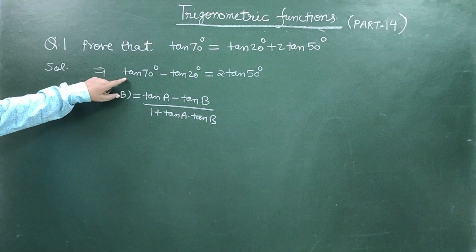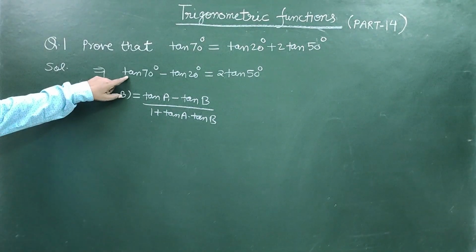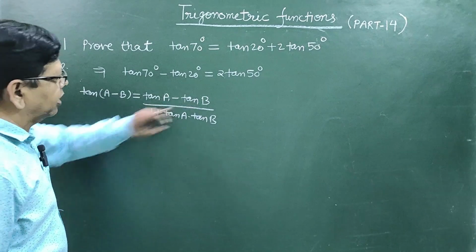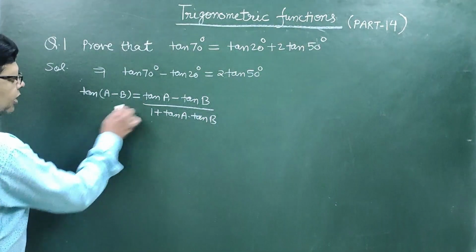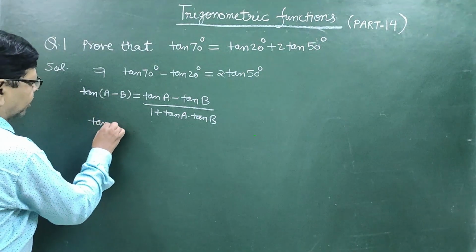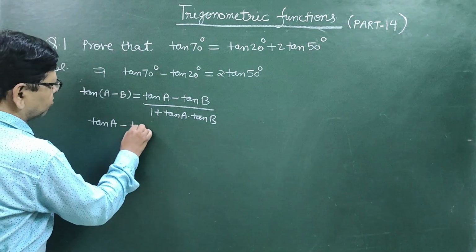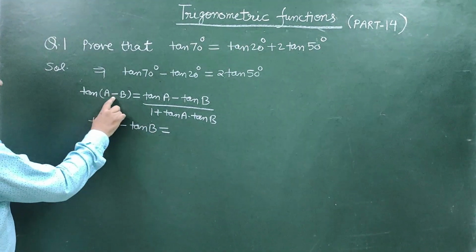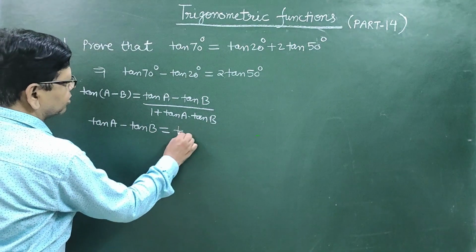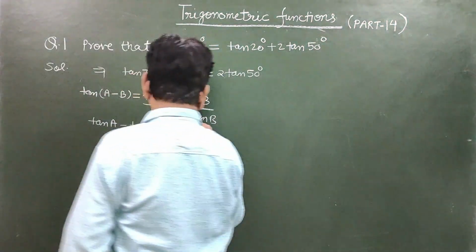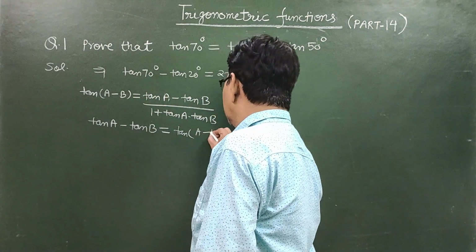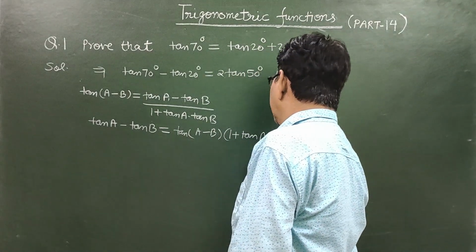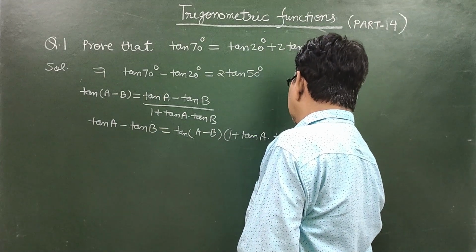Now from the question, it is clear that the left hand side is in the form of tan A minus tan B. So I can write tan A minus tan B is equal to tan of A minus B multiplied with 1 plus tan A into tan B.